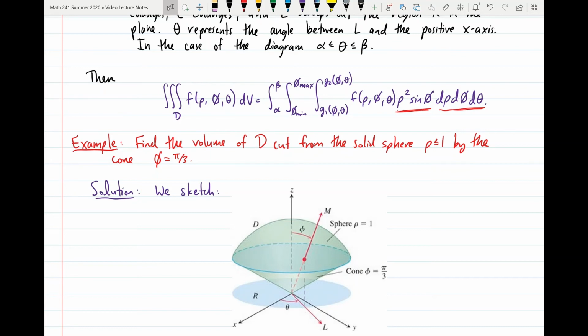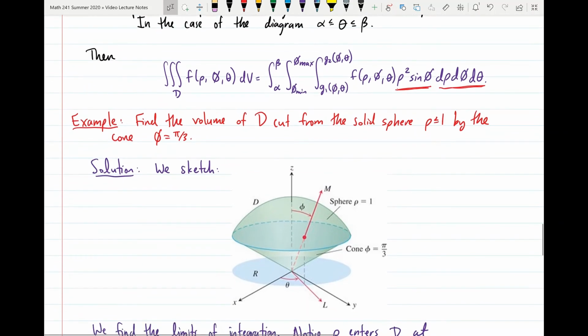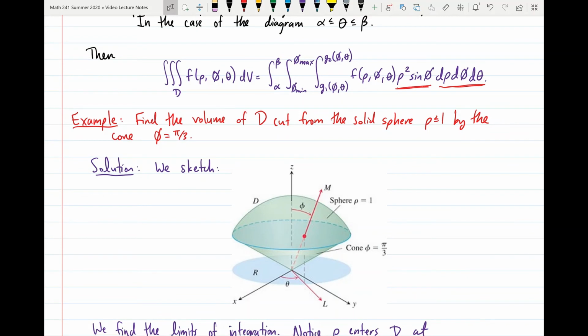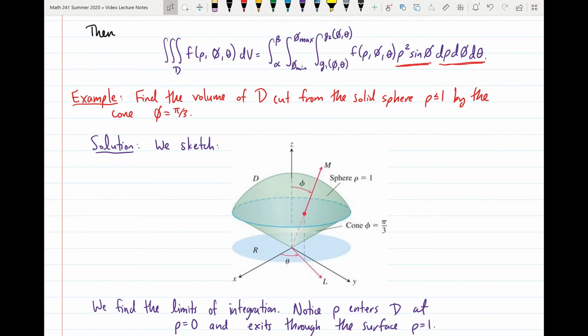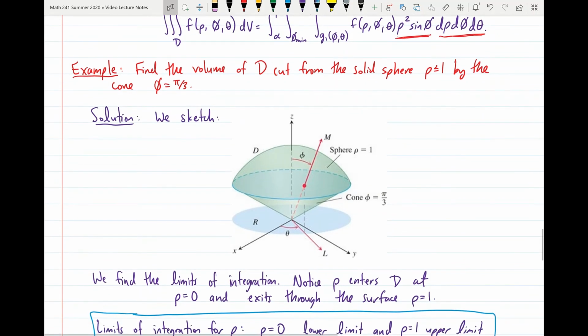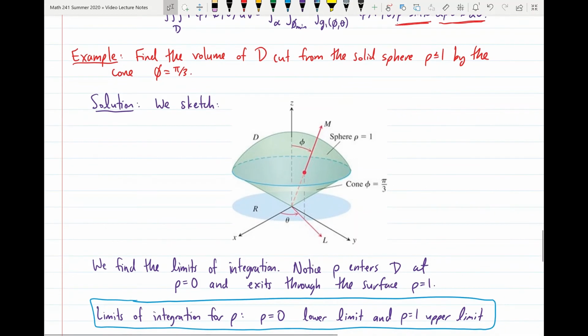Okay, now finally, the last task for the video is to give an example where we use spherical coordinates and integrate. So let's say we want to find the volume of the region D in space that's cut from the solid sphere rho is less than or equal to 1 by the cone phi equals pi over 3. So that sphere, rho is less than or equal to 1, is going to be a sphere centered at the origin of radius 1, and again it's solid, which means that it's filled in. And then we have the cone given by phi equals pi over 3.